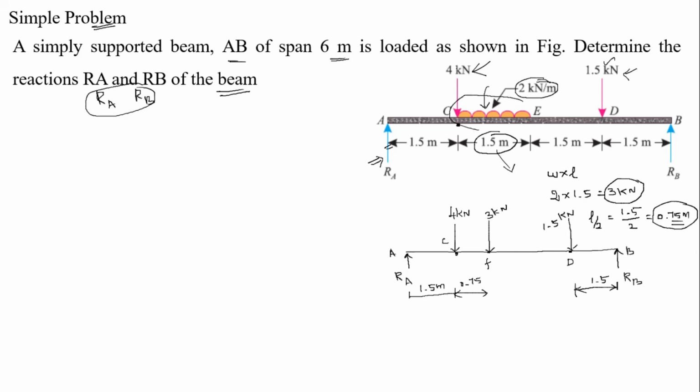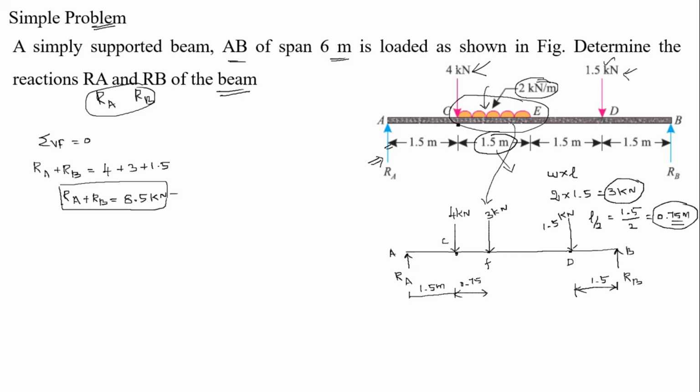Now this uniformly distributed load is converted into point load, right. Now form the equation: upward force is equal to downward force, or summation of vertical forces is equal to 0. So upward force RA plus RB, two upward forces, is equal to downward forces, 4 kilonewton plus 3 kilonewton plus 1.5 kilonewton. So RA plus RB is equal to 4 plus 3 plus 1.5, 8.5 kilonewton. So this is one equation we got, right. So this is equation 1.